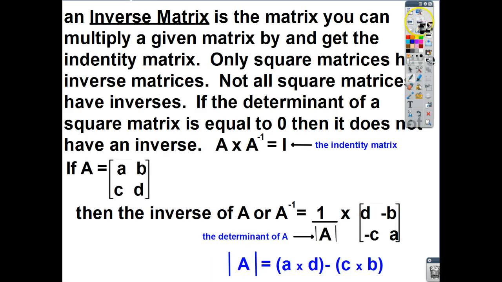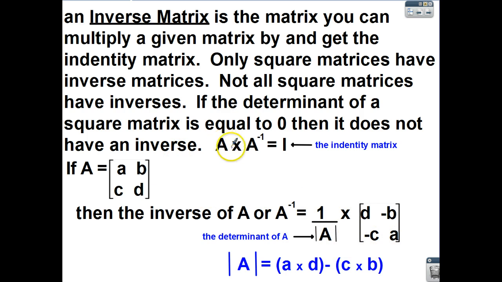Let's move on. All right, now let's talk about an inverse matrix. An inverse matrix is the matrix that you can multiply a given matrix by and get the identity matrix. Only square matrices have inverses, so not all matrices have inverses. If they're square, they might have an inverse, and not all square matrices have inverses. Okay? The case where it doesn't have an inverse: if the determinant of a square matrix is equal to 0, then it doesn't have an inverse, and you'll understand that in a second when you see the definition down here.